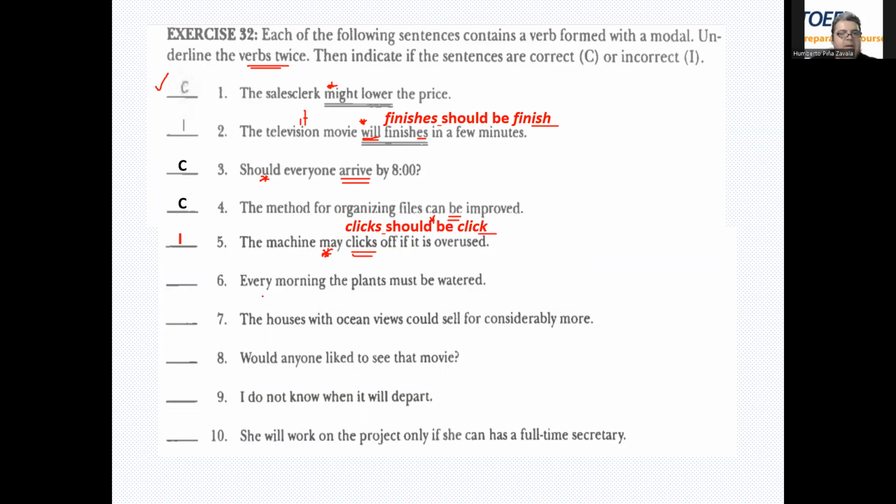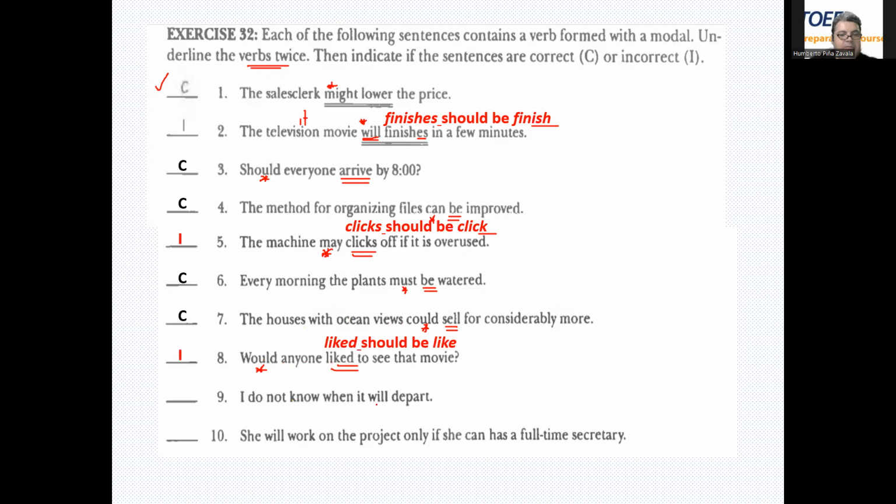So that's incorrect. Every morning the plants must be watered. The auxiliary must, and the verb in the base form, be. So this is correct. The house with ocean views could sell for considerably more. Auxiliary could, sell. Fine. Would anyone liked to see that movie? Right, so this is a problem because after the auxiliary it should be the base form, not past tense. So it should be like, not liked.